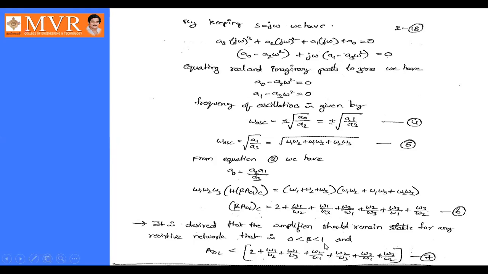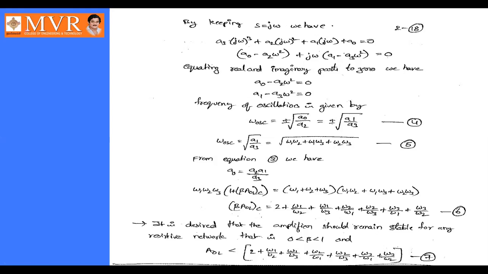When beta, the transfer function, lies between 0 and 1, then we can say that the operational amplifier is going to perform better. So AOL must be less than 2 plus omega 1 by omega 2 and the other terms. If the beta value must be between 0 and 1, so that will be very small, so the open loop voltage gain must be less than this value. We have to consider this.